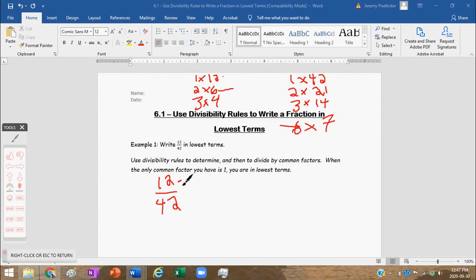So that means I can divide top and bottom of my fraction by 6. And I'm going to get an equivalent fraction because I'm doing the same thing to the top and the bottom. So 12 divided by 6, oh, that's going to be 2. 42 divided by 6, oh, that's going to be 7.